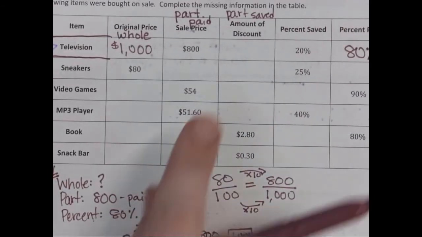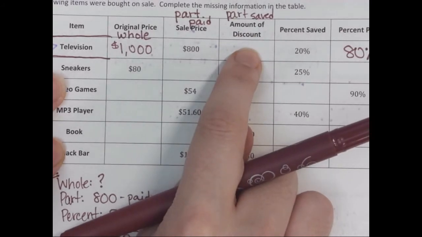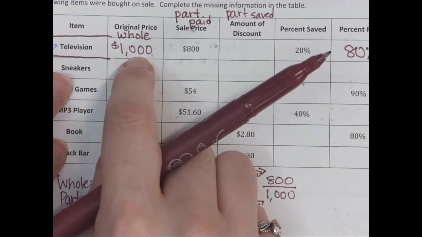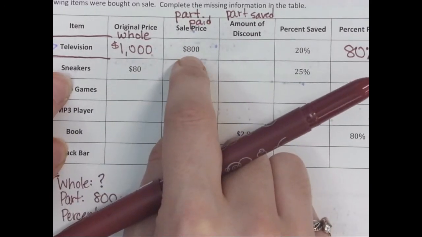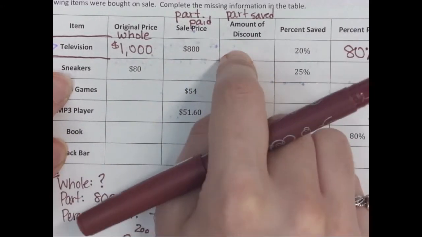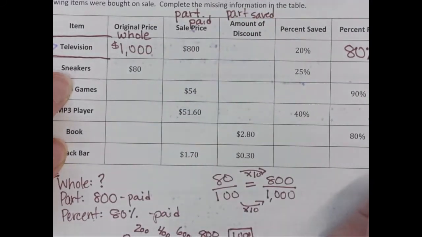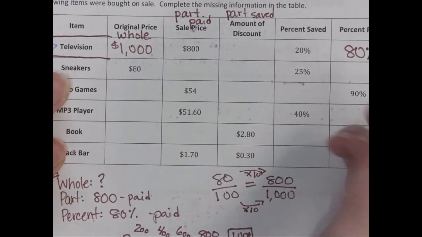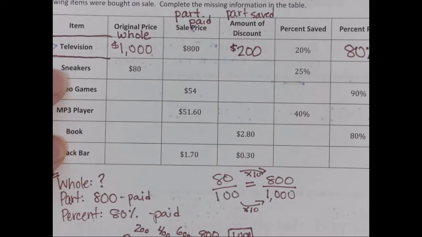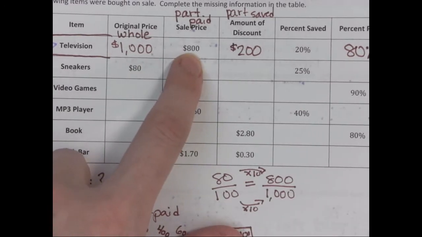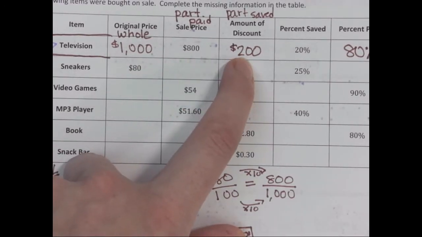Okay? So, up here, the amount of the discount. If the original price was $1,000, but I only paid 800, what amount was discounted? What part did I save? What was it? How much, Nathaniel? $200. And how did you know that? Because you gotta subtract. Yeah, we're just taking the whole price minus what we paid to get what we saved.